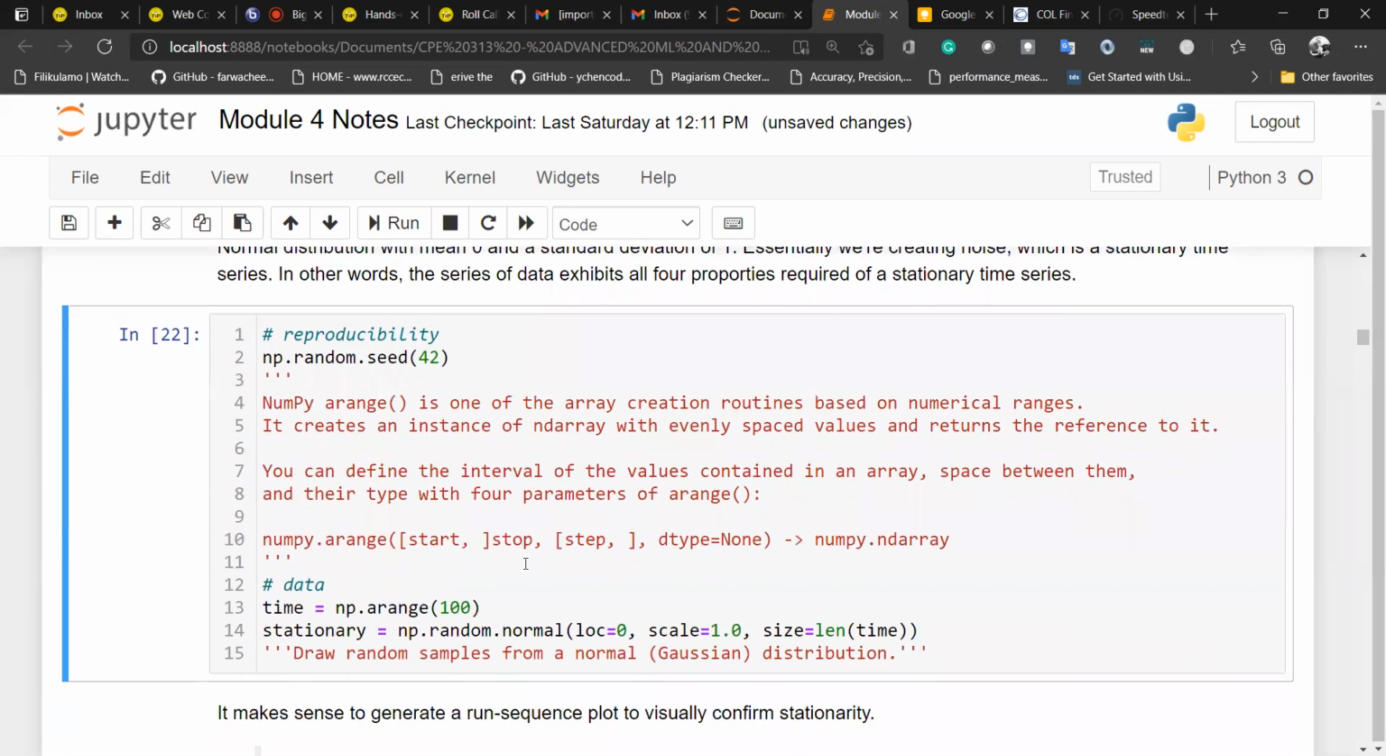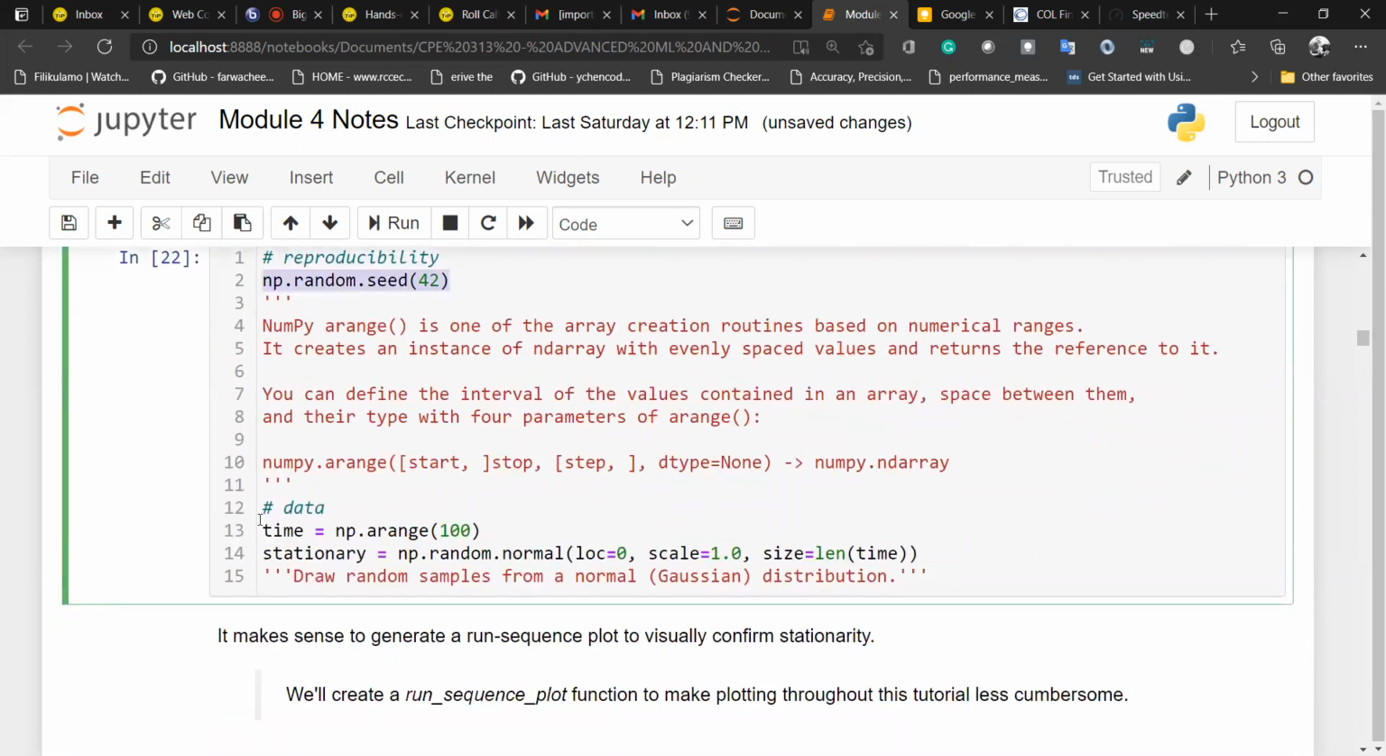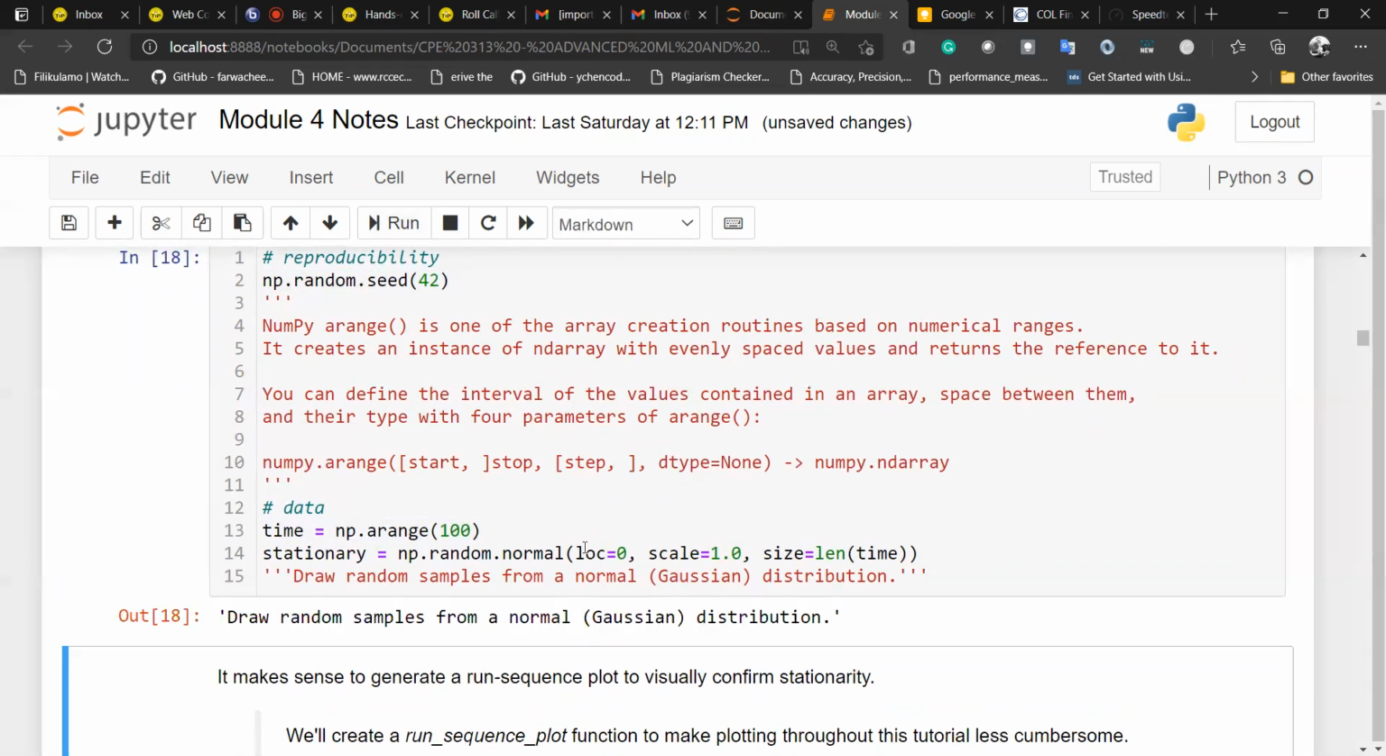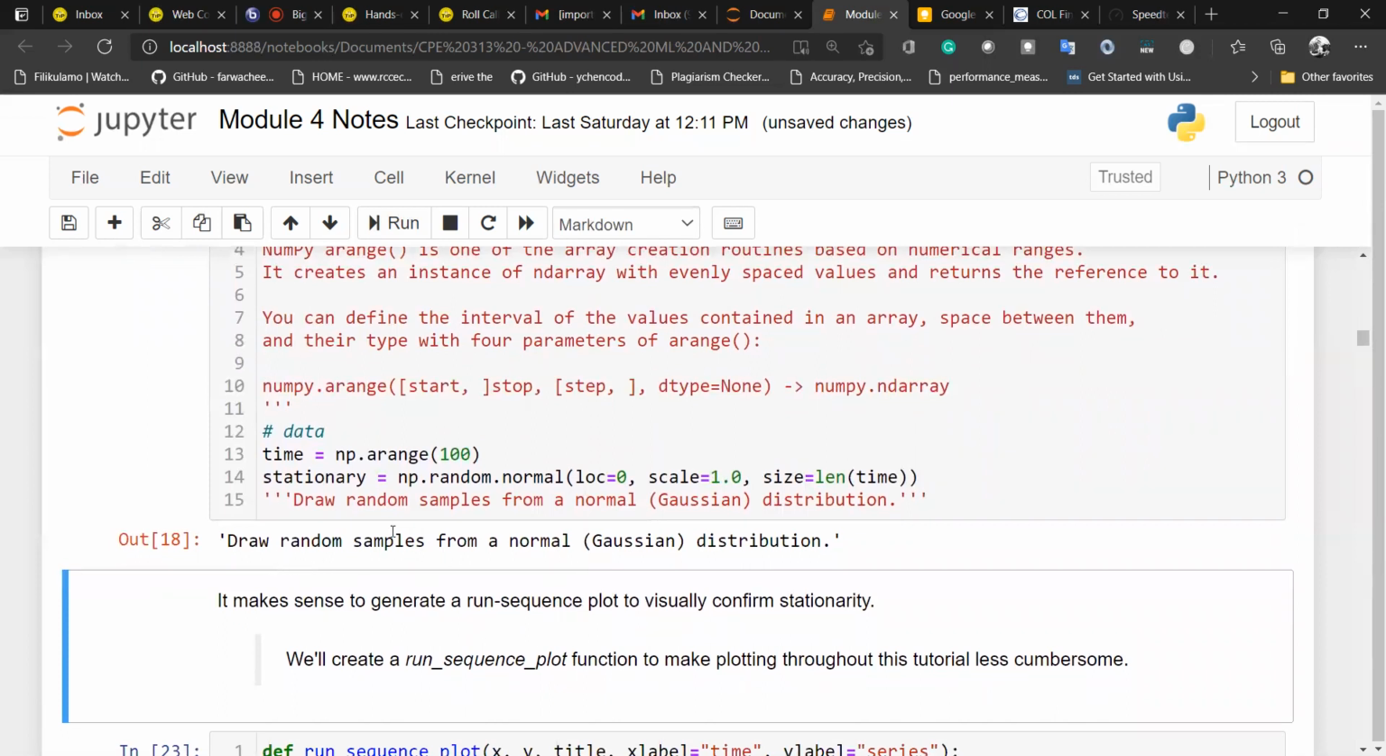So let's try to do that by setting a random seed of 42. So we have a time variable with 100 values. And then we randomly draw some samples from a normal Gaussian distribution. So when we run this one, of course, it will print just the multi-line comment, the docstring of the Python code.